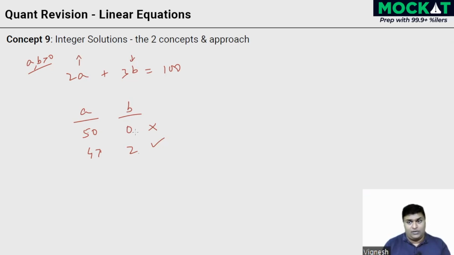But hey, I want B to go up. B is at 0 right now. So if B goes up, A has to come down. A will come down by B's coefficient. B will go up by A's coefficient, right? So this is the second type we have seen.